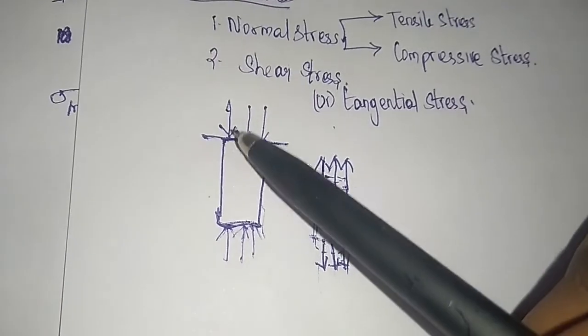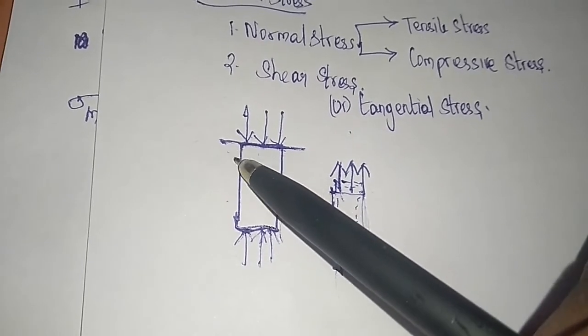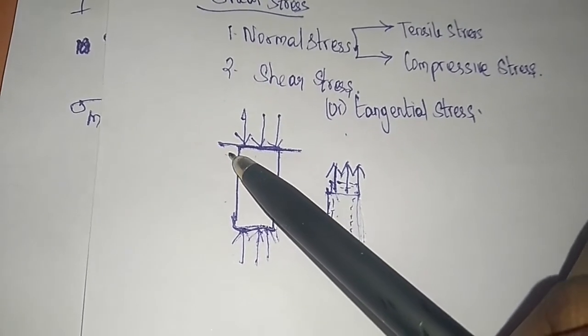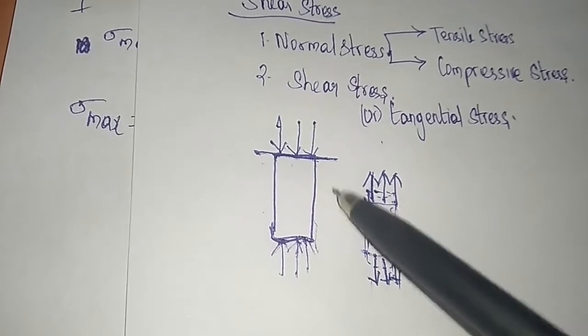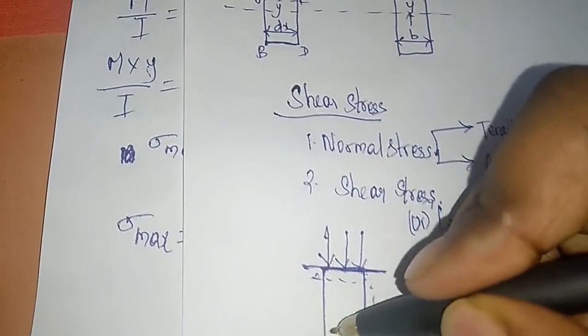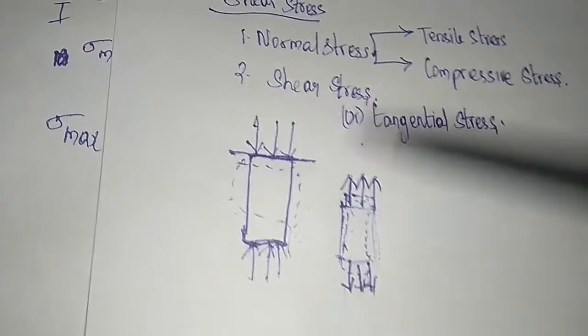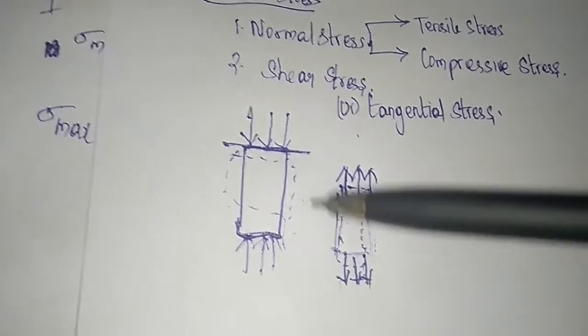So due to this compressive stress, what will happen? There will be a change in length. That change in length is, the beam's length is decreased due to this. See, it is decreased. It is decreased due to the opposite forces acting towards the beam.